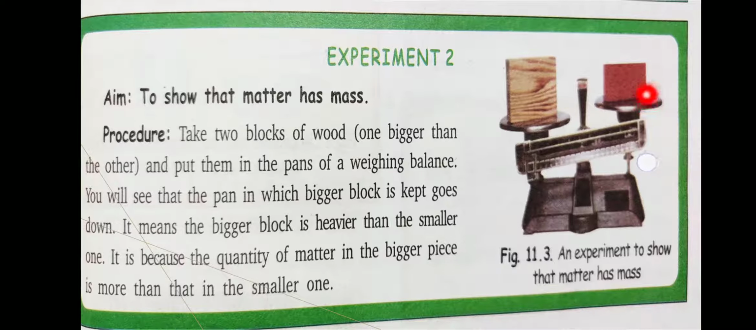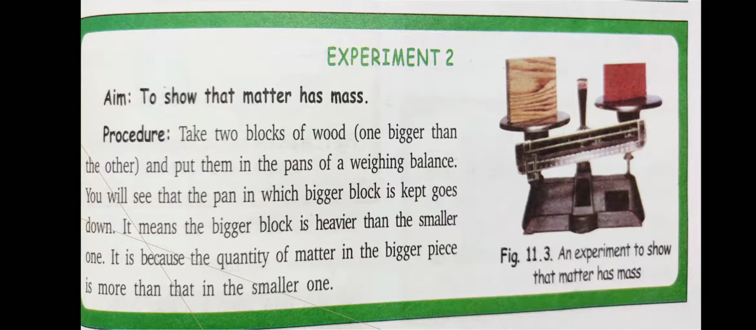This means that bigger wood block is heavier than the smaller wood block. It is because the quantity of matter in the bigger wood block is more than the smaller one. So, this experiment shows that matter has mass.